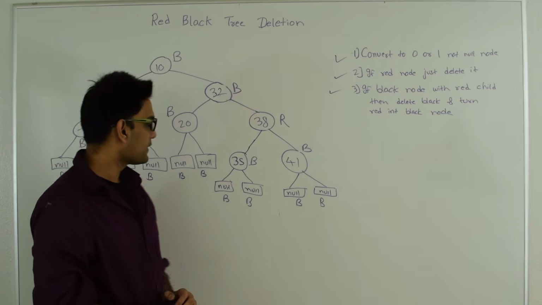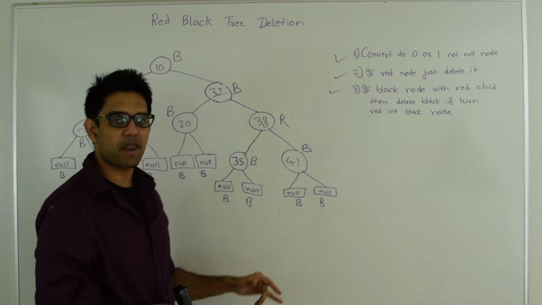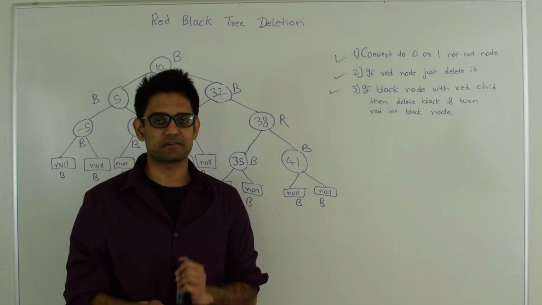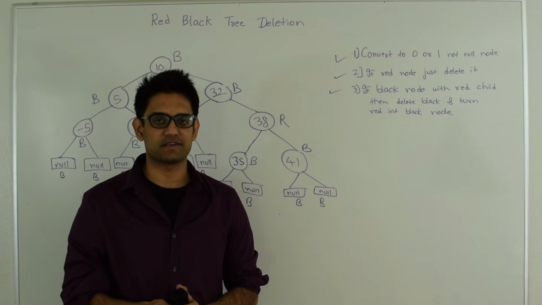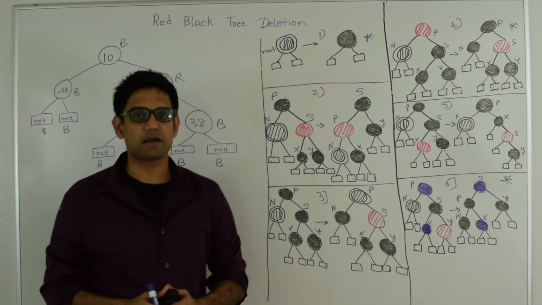Now if we have to delete the node which is black, which has black children, then we have the double black use case, and it has 6 different cases, and let's try to understand those cases with the help of examples. Let's first try to understand what double black node means.